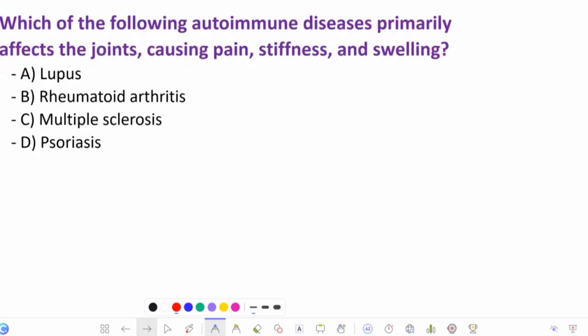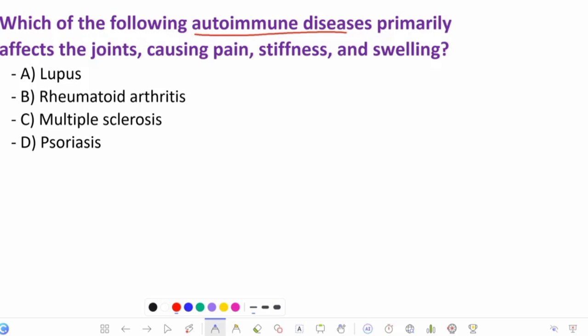Which are the following autoimmune diseases? Again, autoimmune means when the immune system of the body cannot differentiate between the normal cells and the invader cells, the infectious agents coming from outside into the body. So the body will directly act against its own normal cells and will degenerate body cells or body tissues.